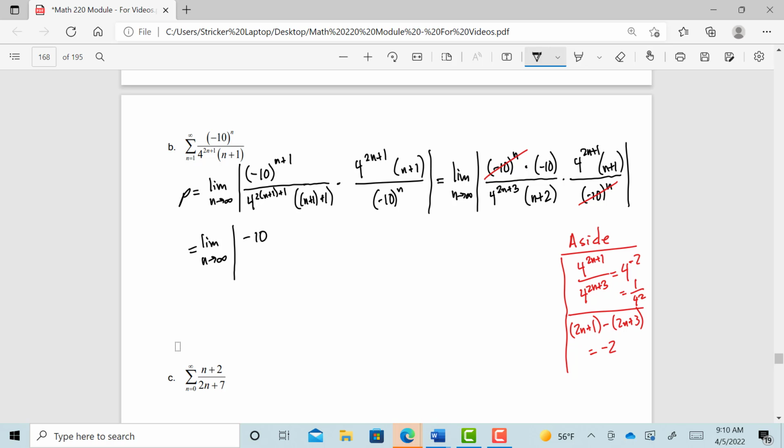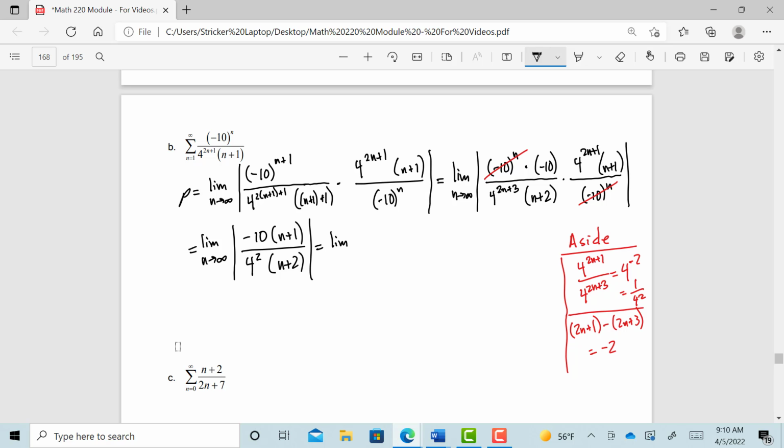We have n plus 1 also on the top. And then remember the 4 to the 2n plus 1 over 4 to the 2n plus 3, those simplify to 4 to the second in the denominator, 4 to the second over n plus 2. So we're almost done here.